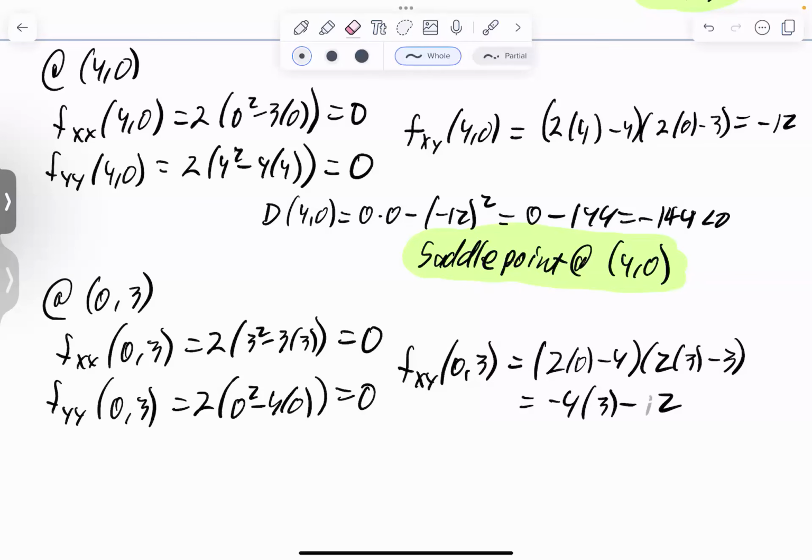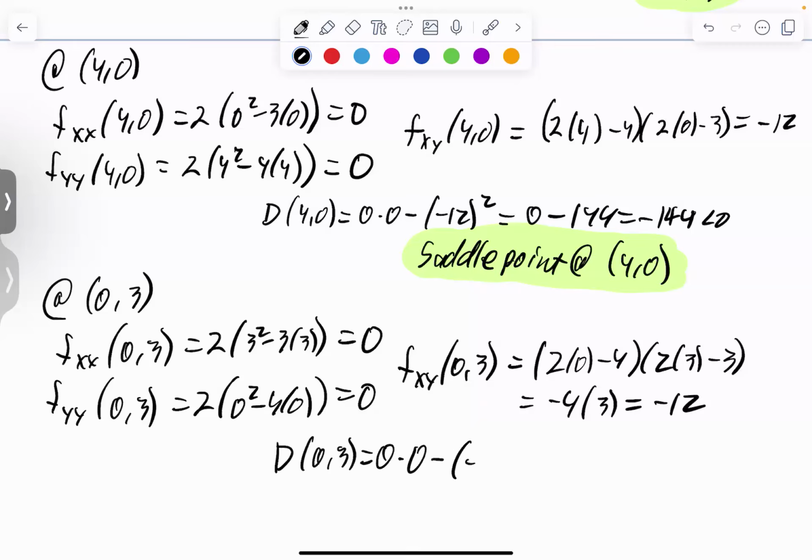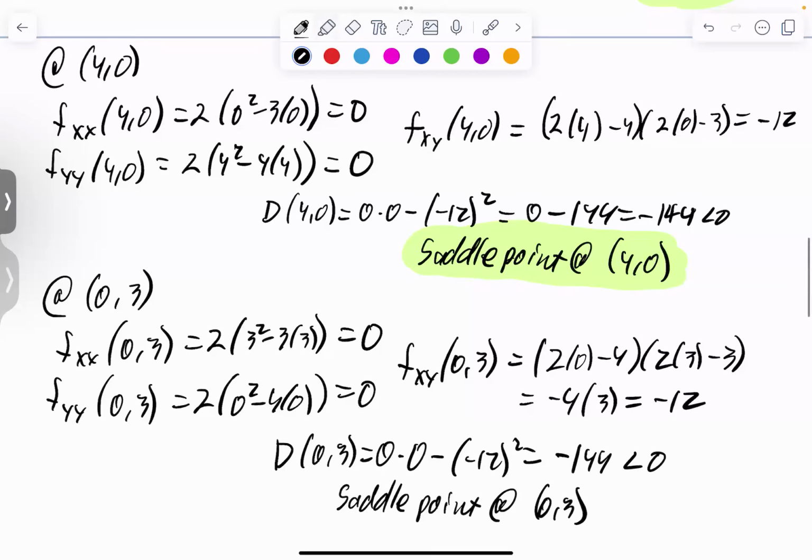Oops, so negative 4 times 3, yeah, so negative 12. So D at 0, 3 is 0 times 0 minus negative 12 squared. Again, be careful with the double negative. There is no double negative. This whole thing becomes negative 144, which is less than 0, which means there's a saddle point at the point 0, 3.